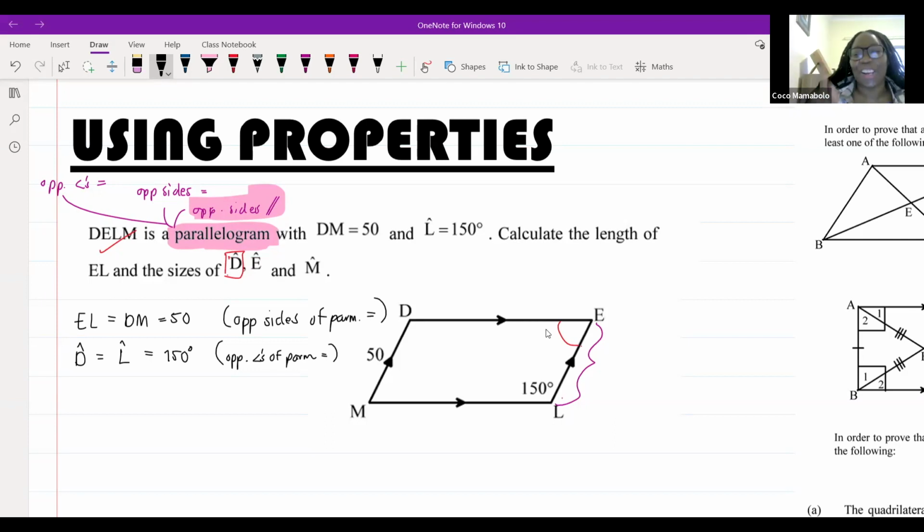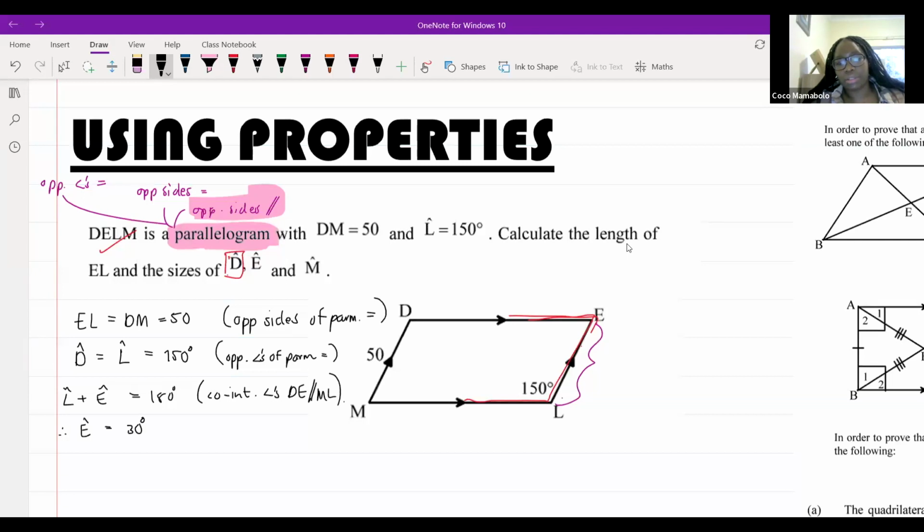Ah, there we go, good. Right, we can use co-interior angles. We can use the U, and we know that co-interior angles need to equal 180. So I can say angle L plus angle E is equal to 180 degrees. And that is because of co-interior angles. And I need to state my parallel line. So I need to say DE is parallel to ML. Therefore, angle E is equal to 30 degrees.